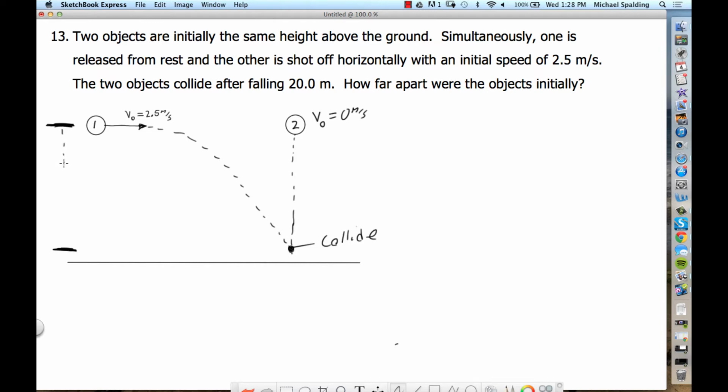So this is our y displacement. So what's the y displacement? 20 meters negative. Why negative? Because it goes down. Okay.